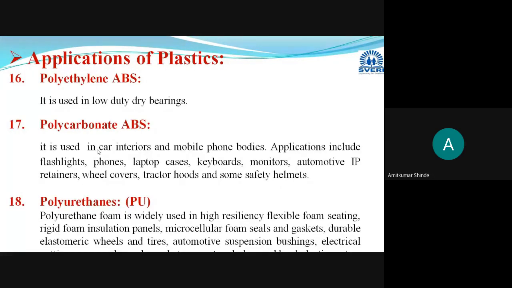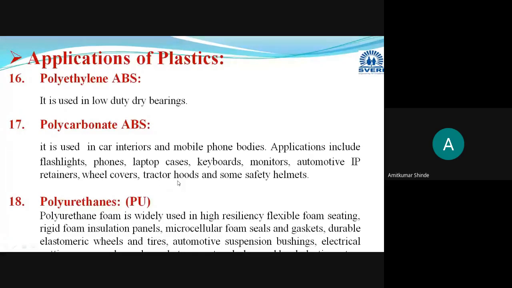Then whichever light-weighted smartphones we are using nowadays, that mobile phone body is manufactured with the help of this polycarbonate ABS. Then the laptop we are using, that laptop case is manufactured with the help of this polycarbonate ABS. Then, as I already repeated in ABS, keyboards, monitors, and then here automotive IP retainers, then wheel covers are there, then tractor hoods.